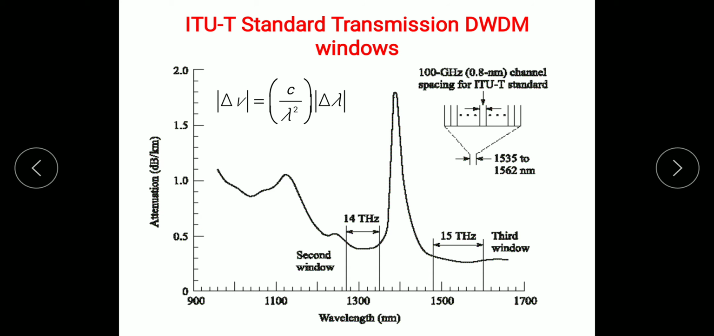So here you can see on the y-axis there is attenuation, on the x-axis there is wavelength. So we use the windows where attenuation is lower. This terahertz window is where the attenuation is, we can say, minimum compared to other regions, and here also we have minimum attenuation. So this 15 terahertz window can be used for the WDM spectrum.